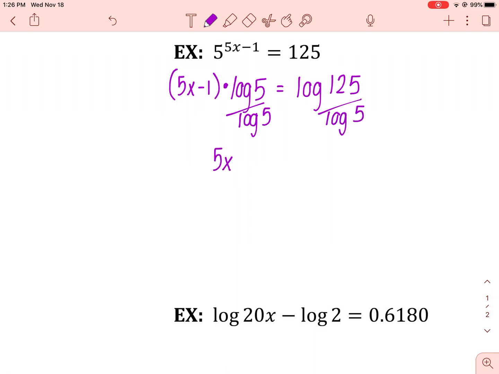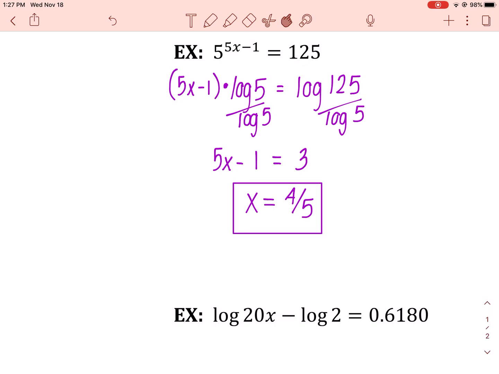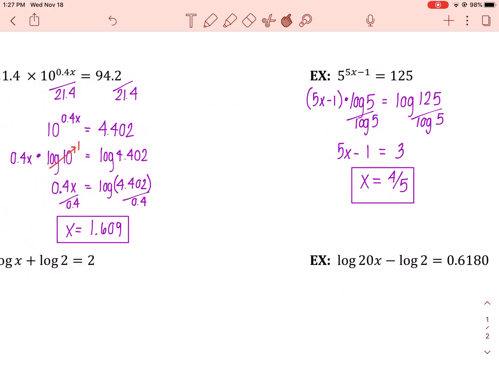And then you have 5x minus 1 equals that. In your calculator, you'll see that that's just 3. You can use some of your log properties as well without a calculator to know that. And then you solve here. Add 1, divide by 5, you will get 4/5. But treat it as a group, 5x minus 1. Almost done, you're doing great.